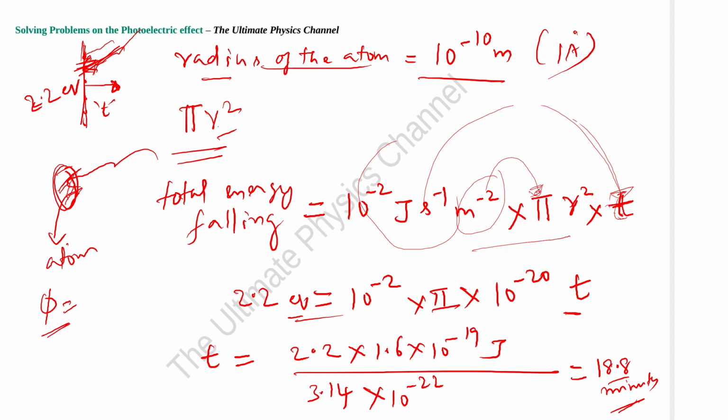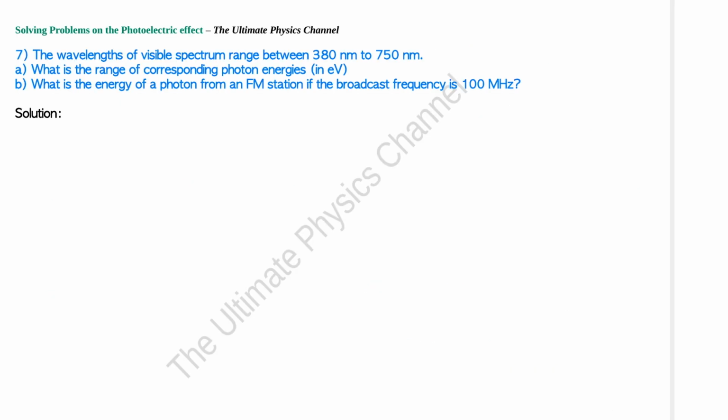Let's move on to the next problem. The wavelengths of the visible spectrum range between 380 nanometers to 750 nanometers. What is the range of corresponding photon energies in electron volt units? What is the energy of a photon from an FM station if the broadcast frequency is 100 megahertz? So this is typical of a problem that we've done at the beginning, but here there is a range of wavelengths that are given. So very simple calculations we can do to get to this.